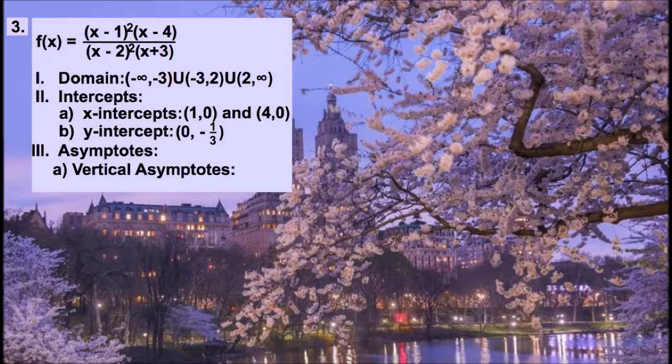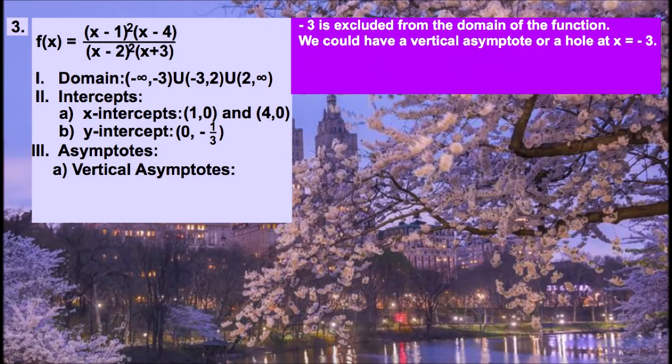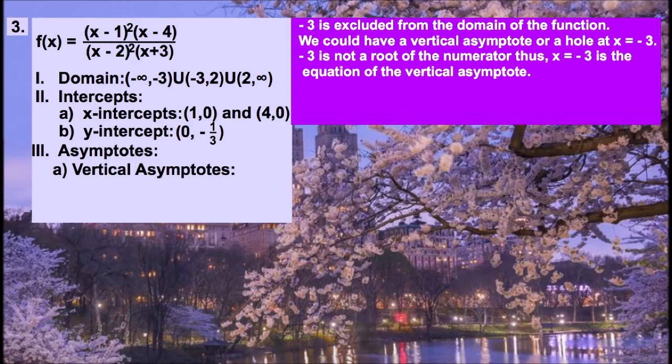Asymptotes. Vertical asymptotes. Negative 3 is excluded from the domain of the function. We could have a vertical asymptote or a hole at x equals negative 3. Negative 3 is not a root of the numerator. Thus, x equals negative 3 is the equation of the vertical asymptote.